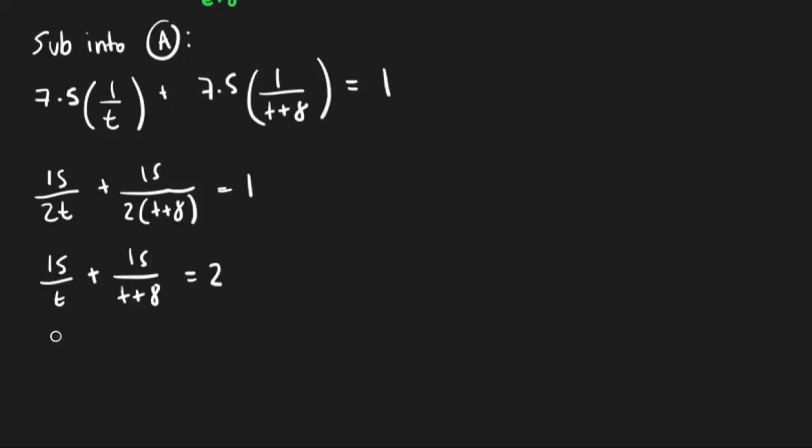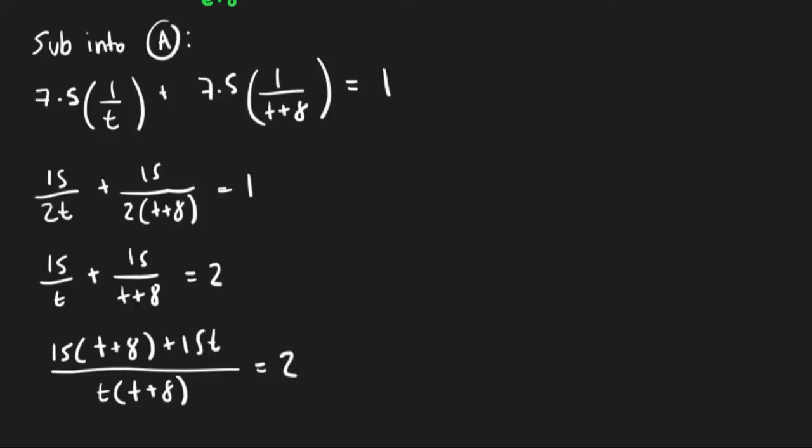Okay, I'll keep going. So I need a common denominator. So 15 times (t plus 8) plus 15t over t times (t plus 8) is equal to 2. I hope that makes sense. What I've done there is, to get a common denominator of t times (t plus 8), I've multiplied this by t plus 8 on the top and bottom, and then multiplied this by t on the top and bottom. Okay, so we end up getting this.